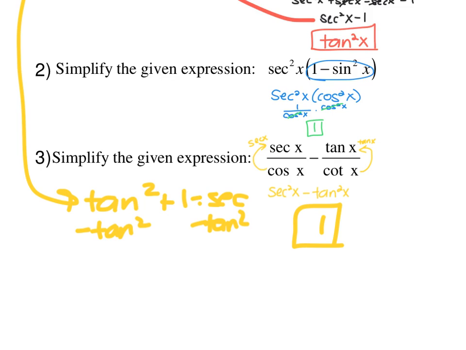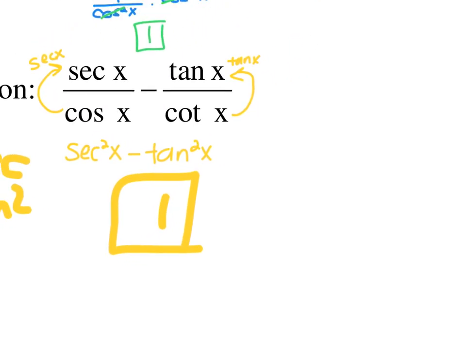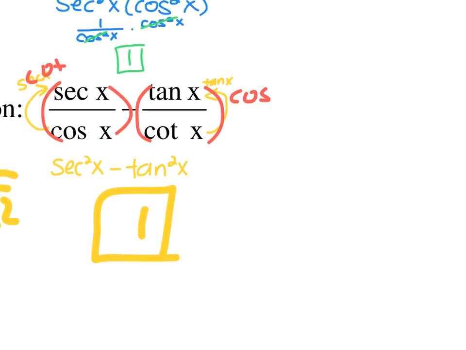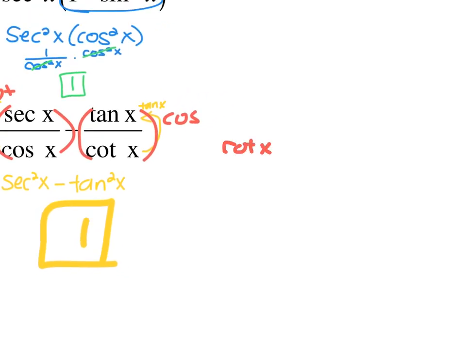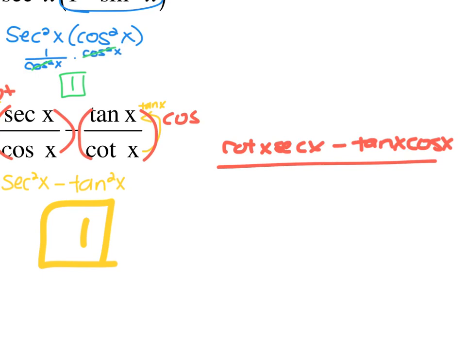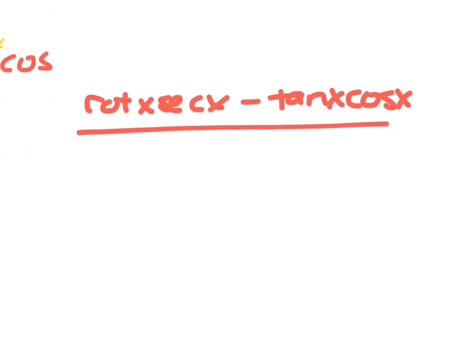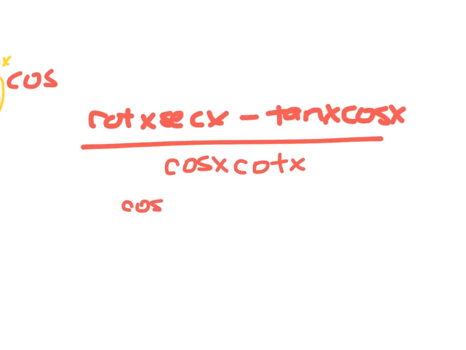Anybody find the least common denominator? Because you could also do that here. This is one of those that it would take a lot longer to do that way, but you definitely can do it that way. So if I do that, just so we can walk through that process, to find the least common denominator, I have to multiply these by cotangent and these by cosine. And I end up with cotangent x times secant x minus tangent x times cosine x all over cosine x times cotangent x. And then cotangent would be cosine x over sine x.